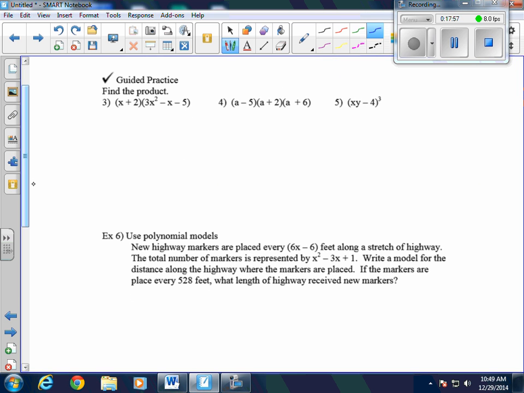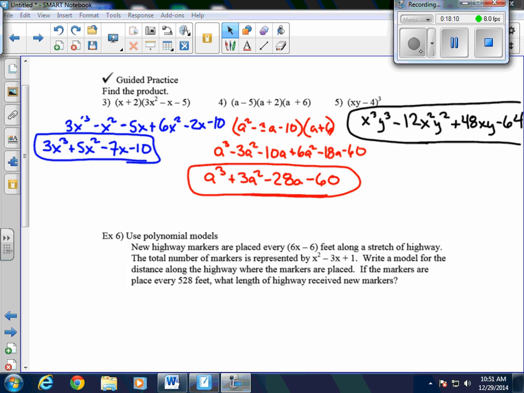So right now, go ahead and do questions 3, 4, and 5 in the guided practice. You can hit pause and then hit play when you are ready to move on. And there are the answers to questions 3, 4, and 5 in the guided practice.